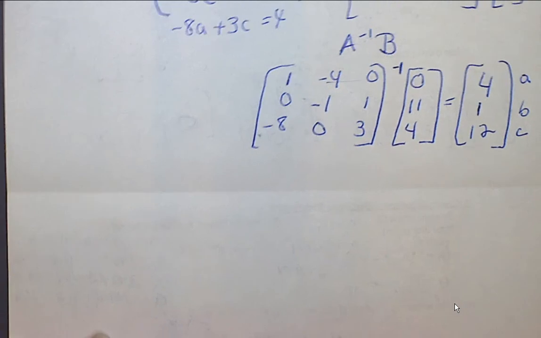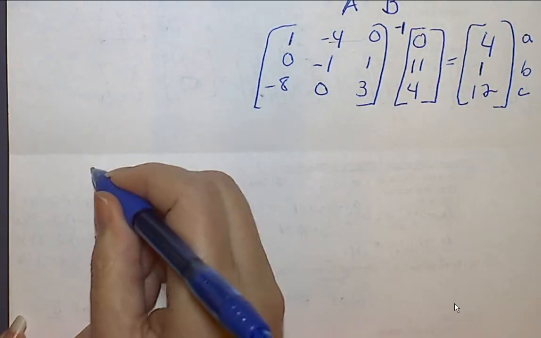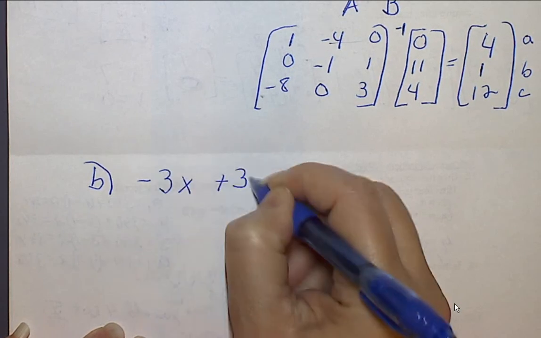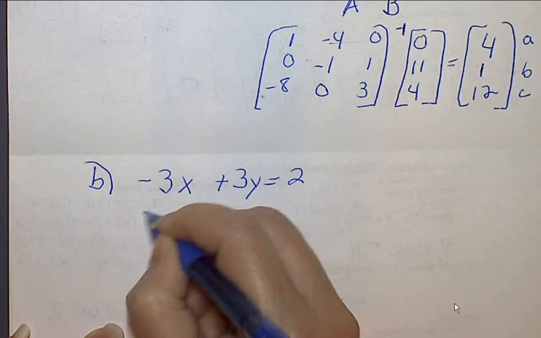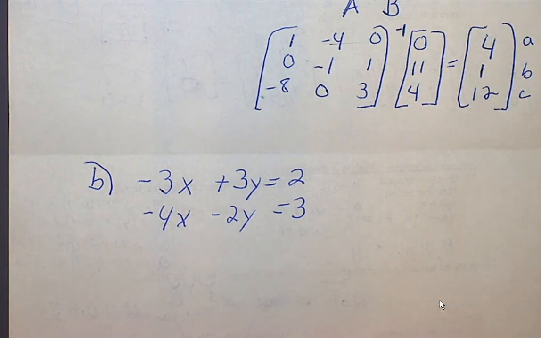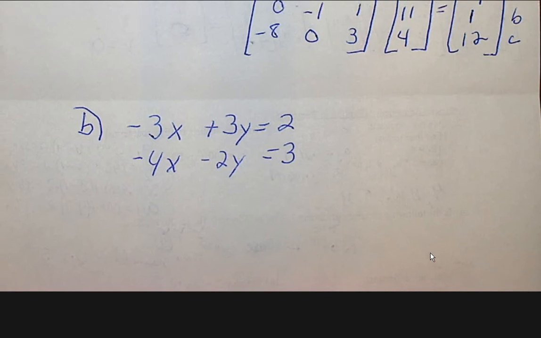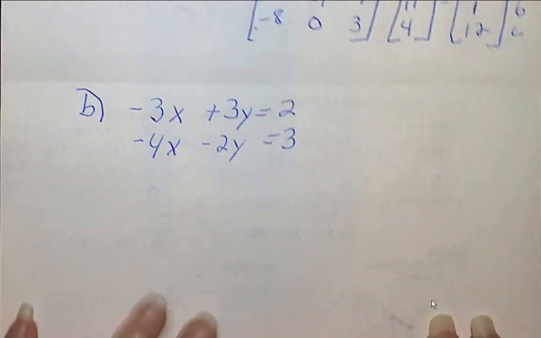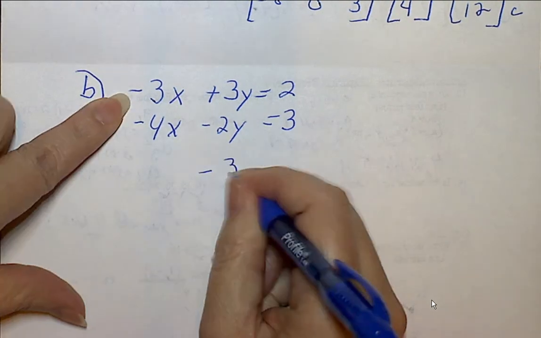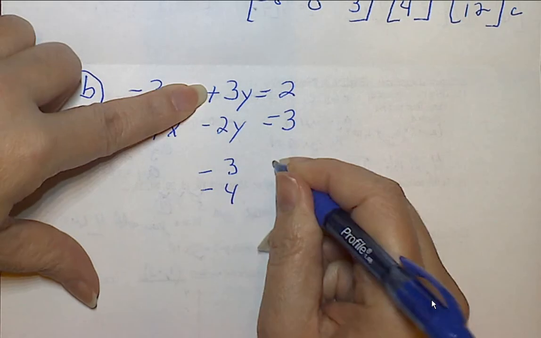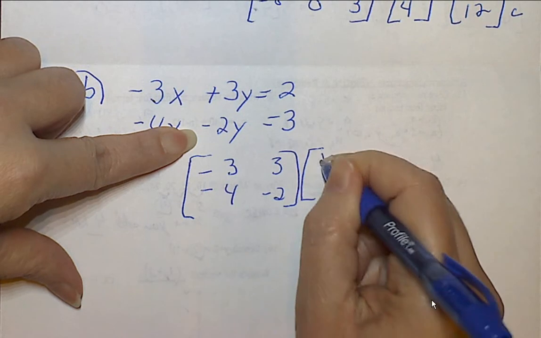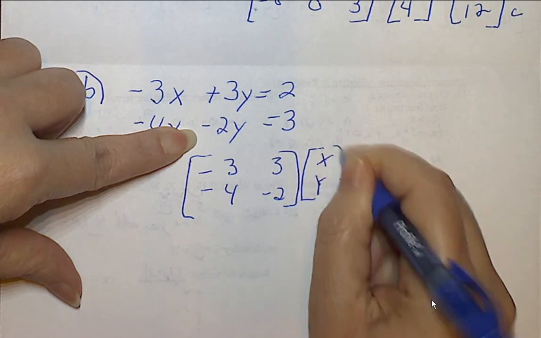Alright, last problem is B, and it says negative 3x plus 3y equals 2, and negative 4x minus 2y equals 3. So again, I'm going to use matrices, and I'm going to show you what all of it looks like, because remember, on your test you'll have to know. So we have negative 3, you have negative 4, then you have 3 and negative 2. And then we have x, y. And that equals our answer of 2, 3.